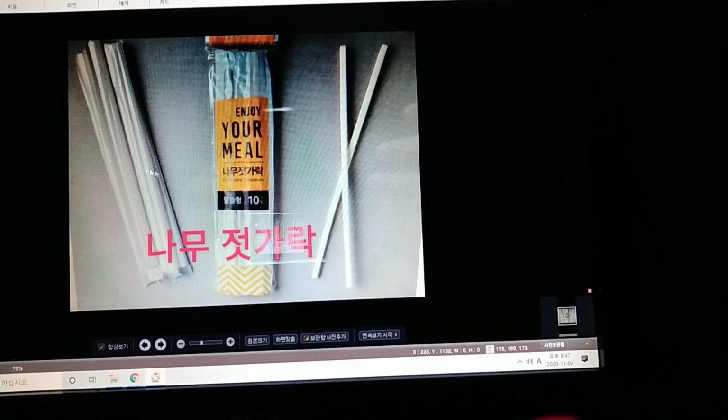Wood is in Korean, 나무. You can say wood in Korean, 나무. So, 나무 젓가락 means chopstick made of wood. 나무 젓가락.